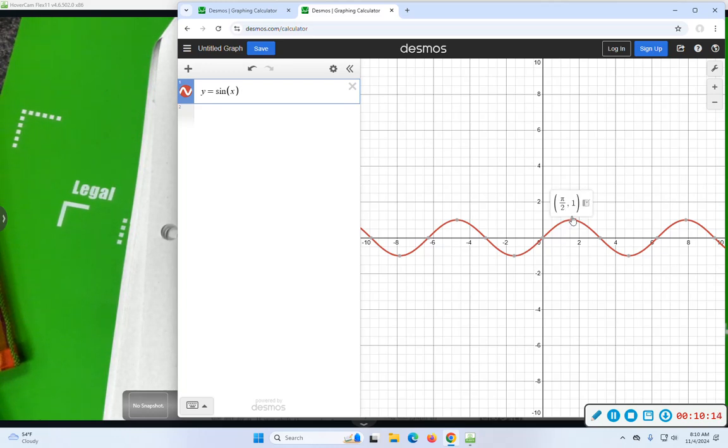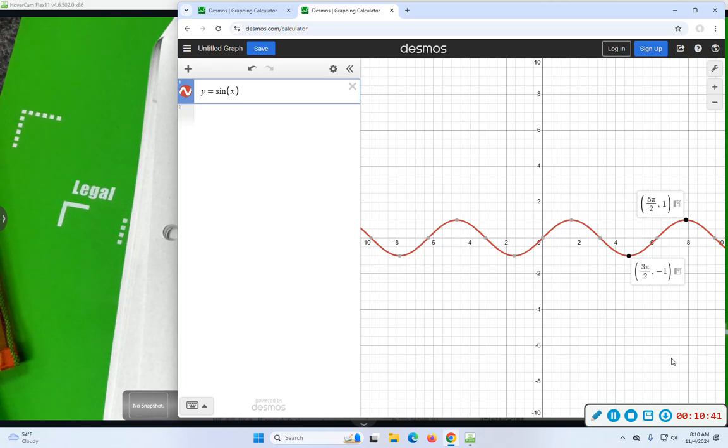So it increases until pi over 2, then it decreases until 3 pi over 2, and then it increases again until 5 pi over 2. And maybe there's a pattern you're noticing here. 5 pi over 2. So what's your guess based on that pattern?